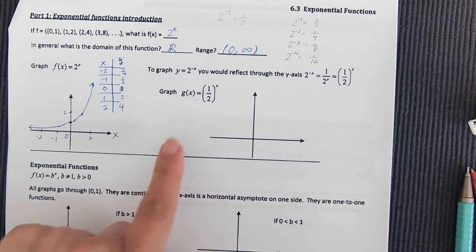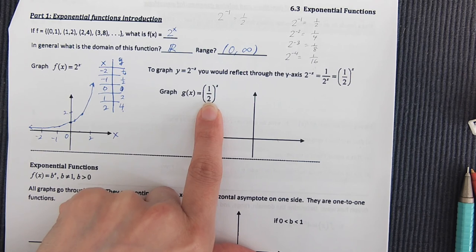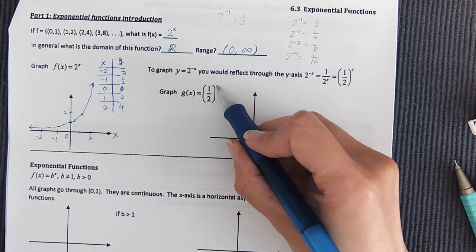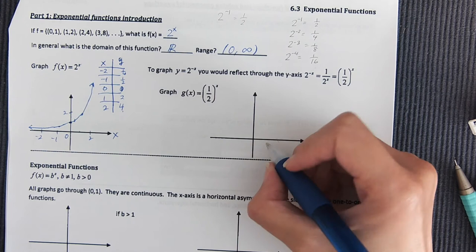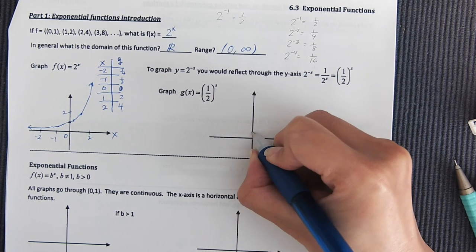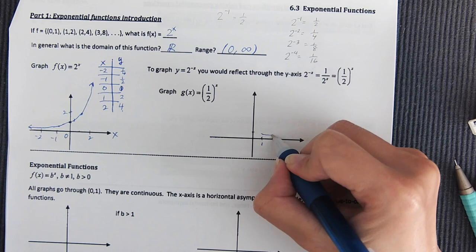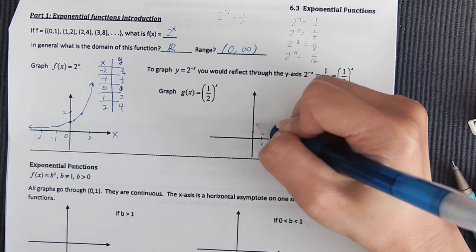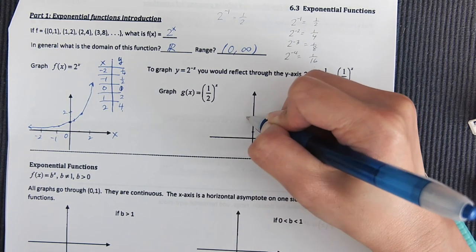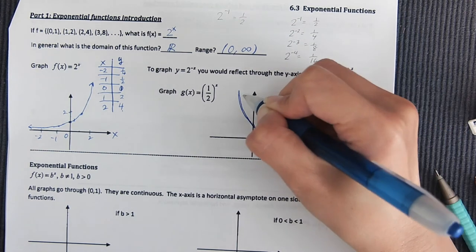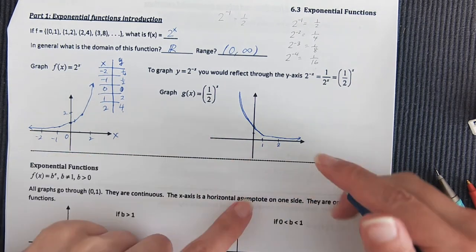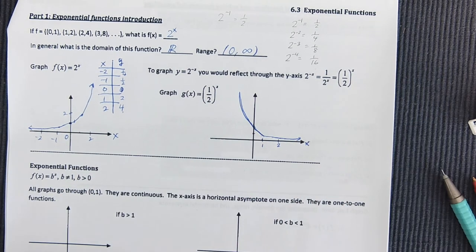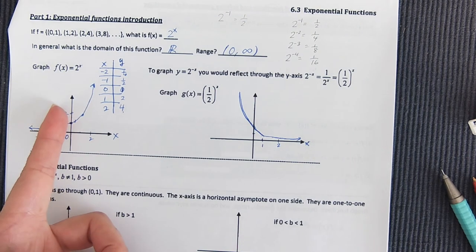Okay. So what's happening if we have a fraction base, 1 over 2? Think about it. If I put in the 1 power, 1 over 2. If I put in the 2 power, 1 over 4. Can you see it that way? Again, you never cross it. You're just getting close to the x-axis.